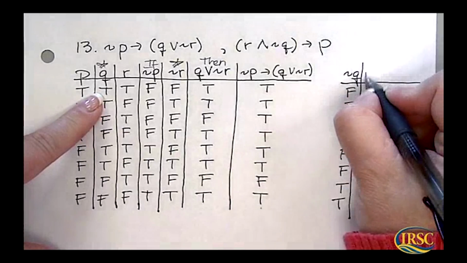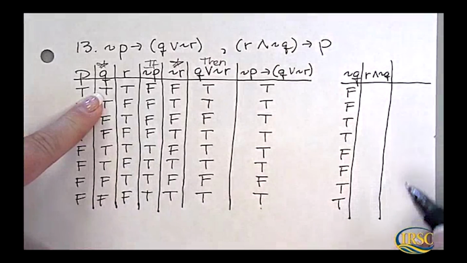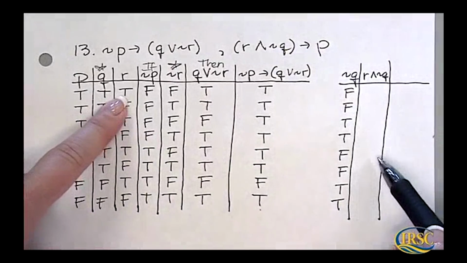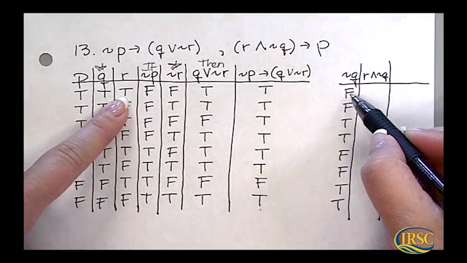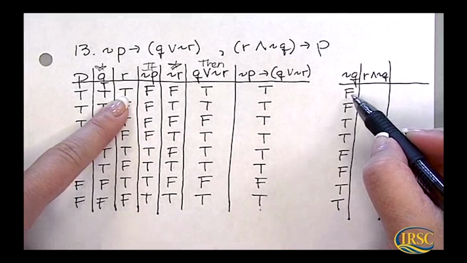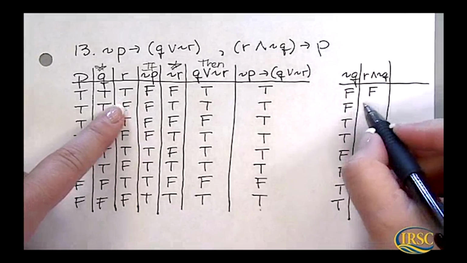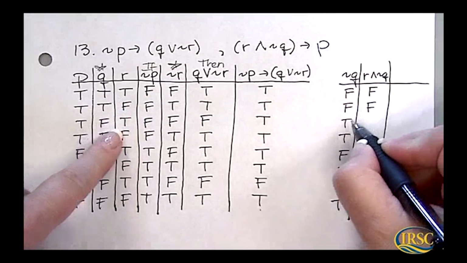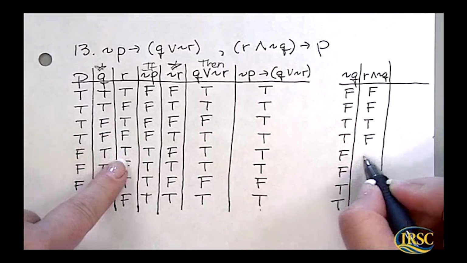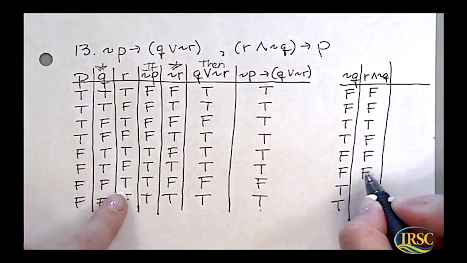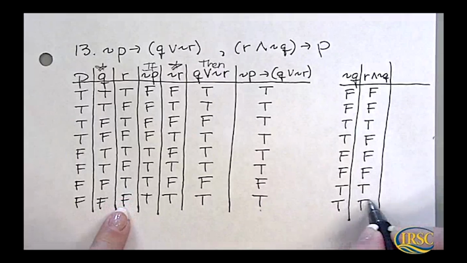And then I need R and not Q. So I'm looking at this R over here and not Q. So and is only true when they're both true. Okay, so false, false. Here they're both true, so true. False, false, false. Here they are both true, so true. And then false.